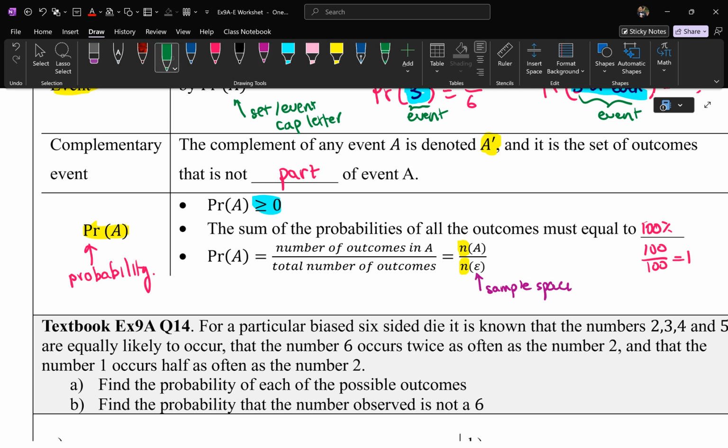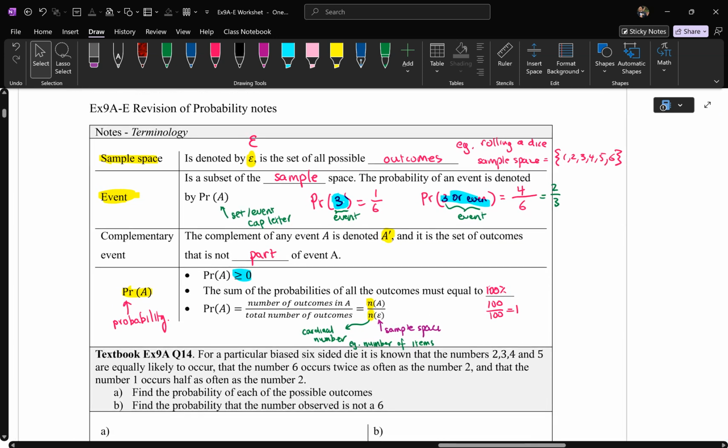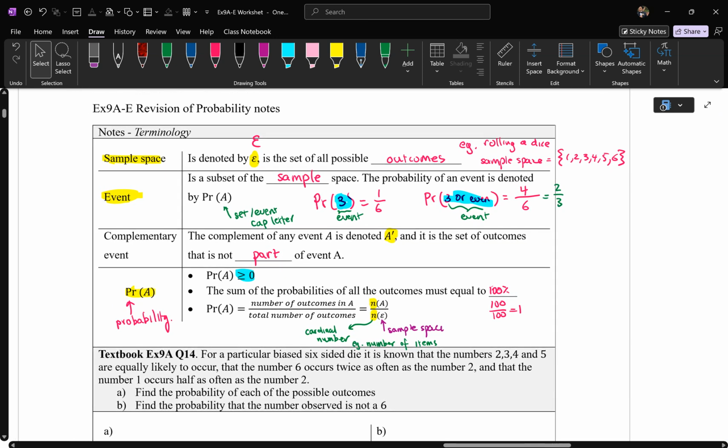So if you want me to write it down, the proper name for it is the cardinal number, which really just means number of items. Can we turn that off, please? Yeah. Number of items. That's just the language component of probability. Let's do some problems now.